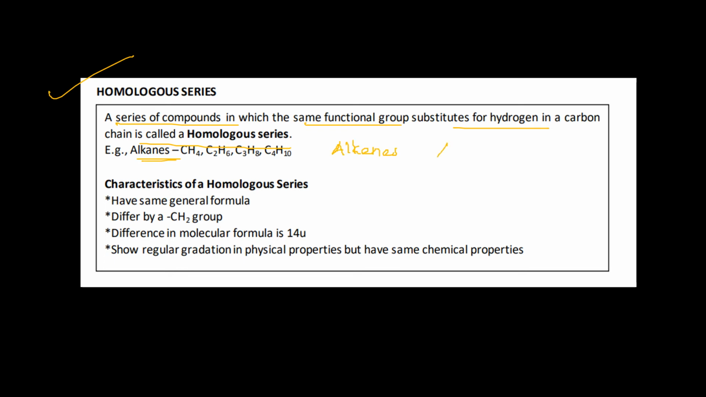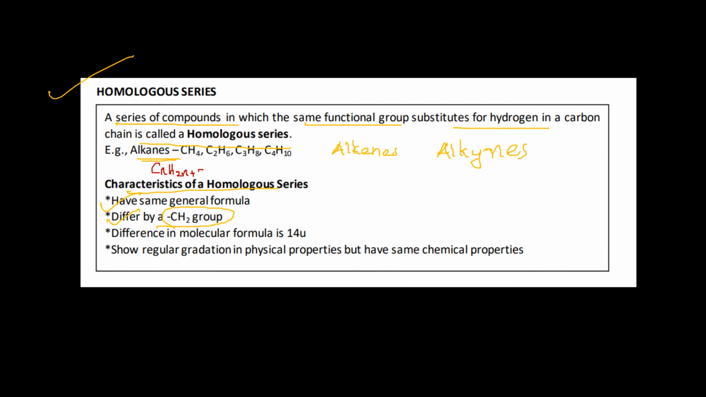Okay, for you only this is needed. Characteristics of a homologous series: having the same general formula, differing by a CH2 group. Very important. Same general formula. You know the general formula of alkanes. What is the general formula of alkanes?